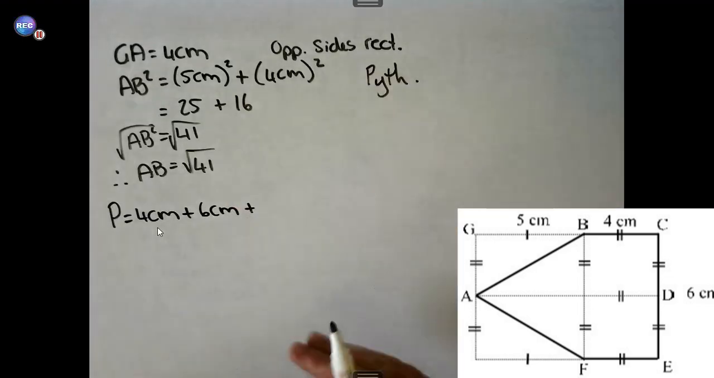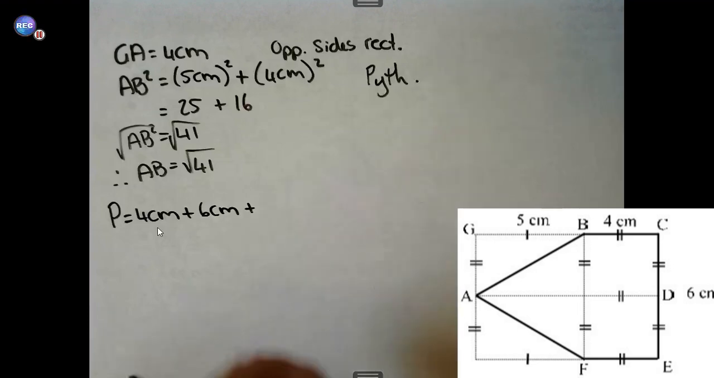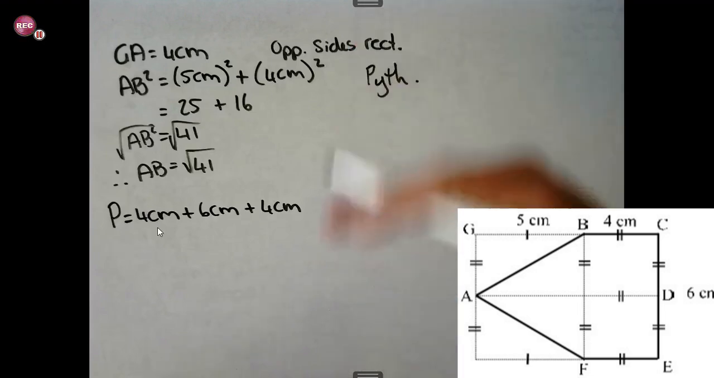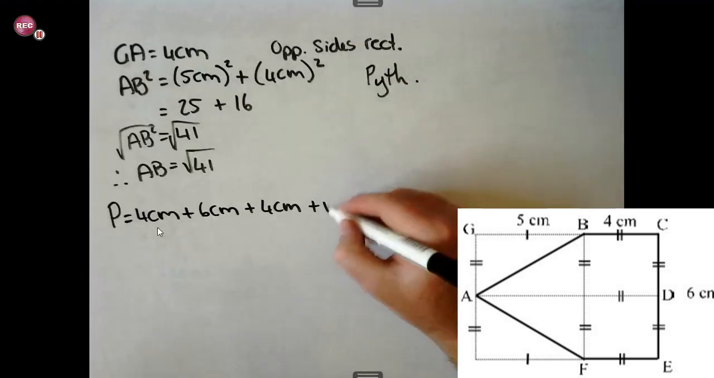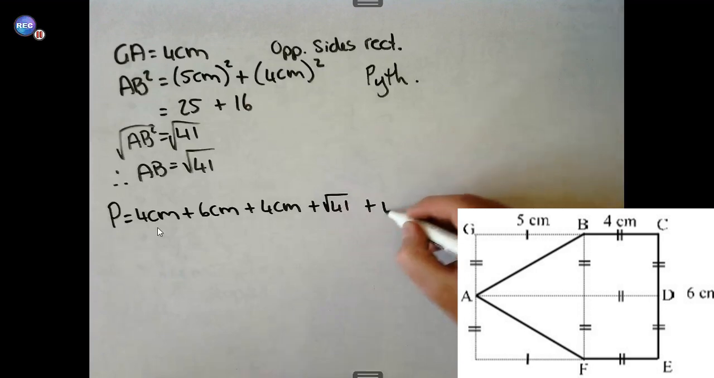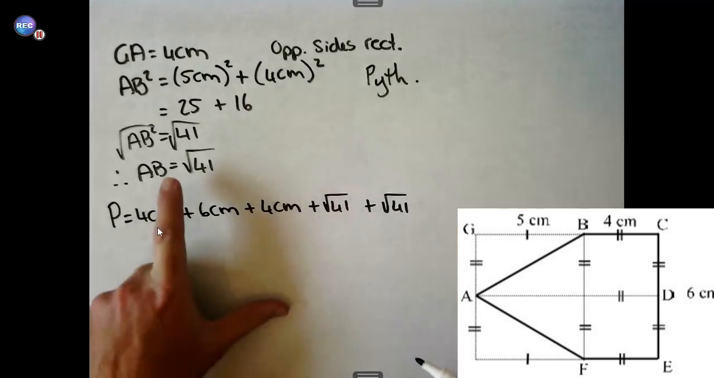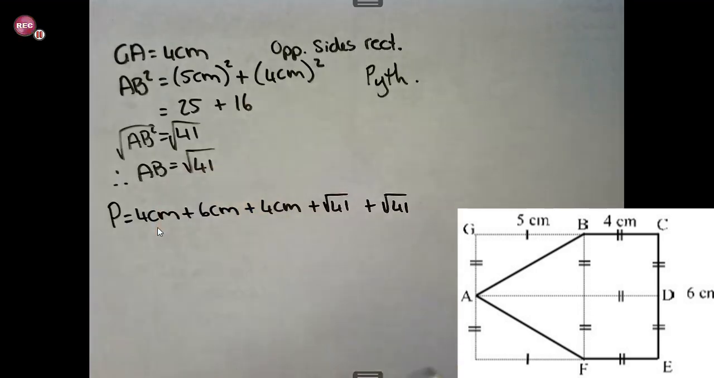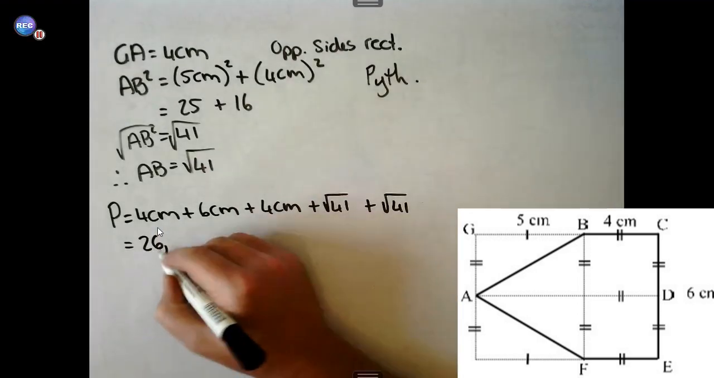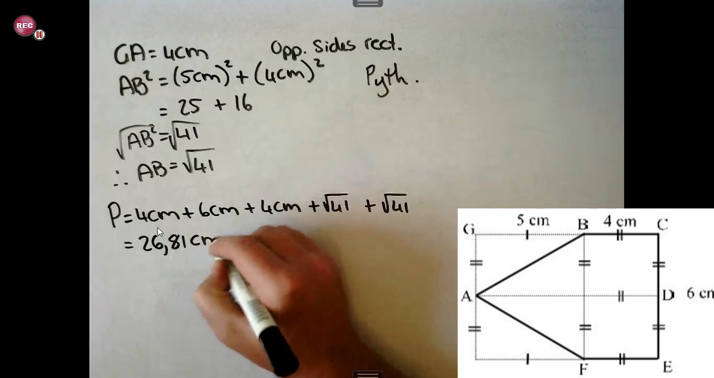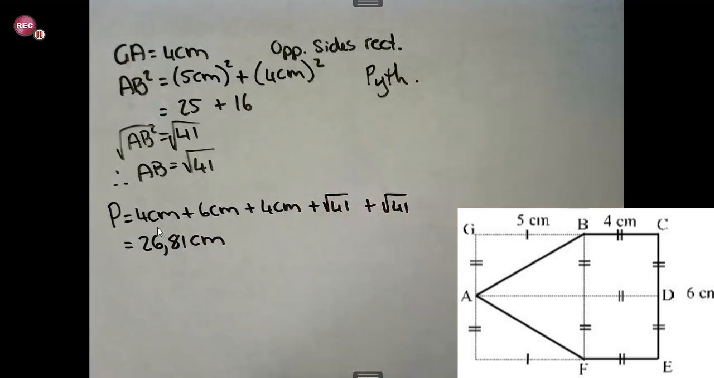If I carry on, I'll get another 4 by FE. When I move on, I will obviously get the square root of 41, because the 2 sides of the triangle are equal. So the square root of 41 plus another square root of 41, which is the one that I calculated for AB. When I add this together and round it off to 2 decimal places, I'll get 26,81 centimeters for the perimeter of the shape.